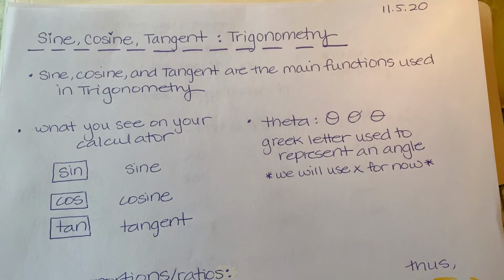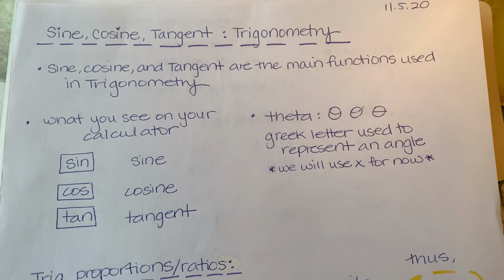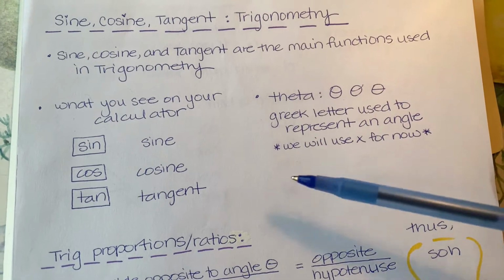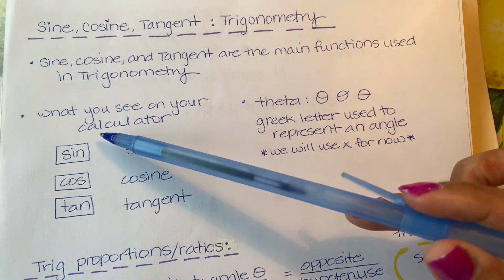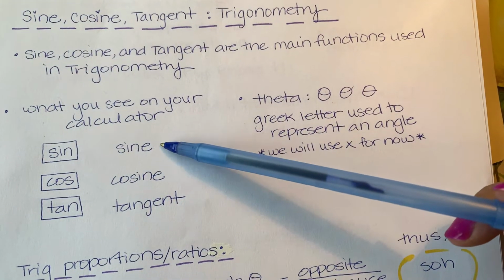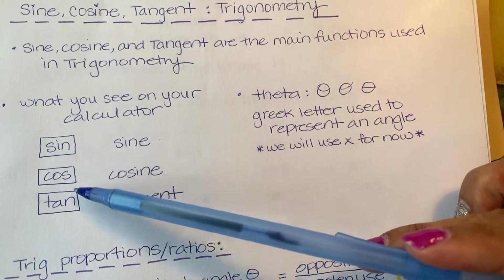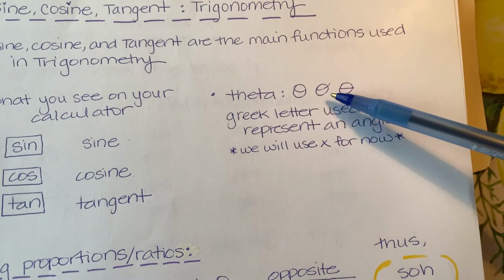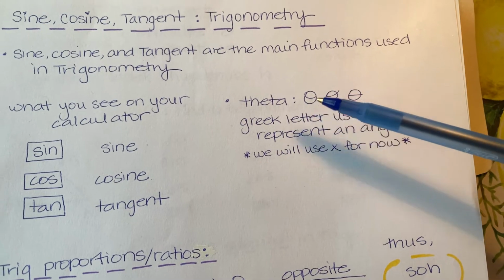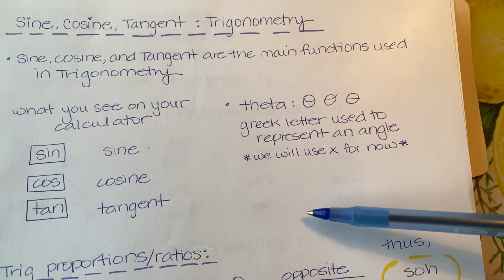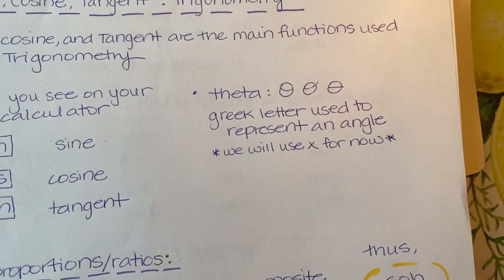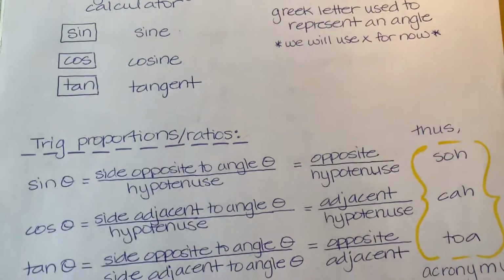Okay, so sine, cosine, tangent are the main functions used in trigonometry. If you're watching this video, we've already done this for weeks in class, so you're kind of aware of this. Sine, cosine, and tangent are buttons on your calculator, and this is just an abbreviation. Theta, we'll get into in the next video, because it can be an X, it could be theta, it could be a capital letter for the angle, or it can be a question mark. You guys have seen that already.